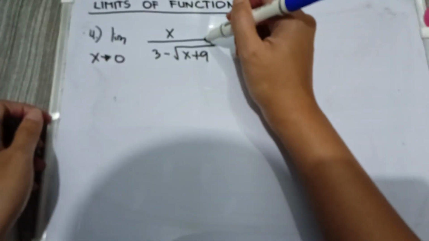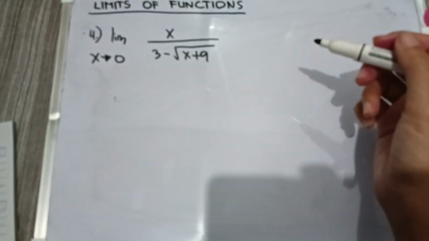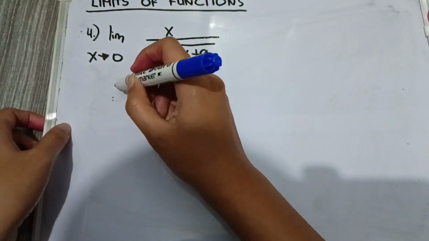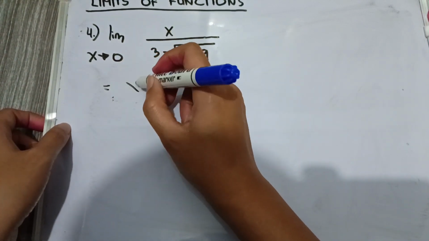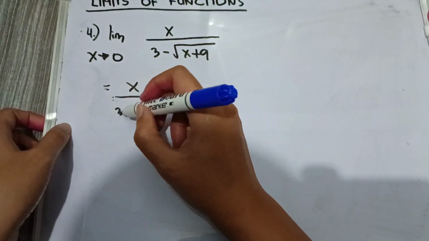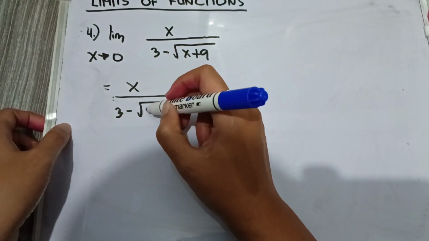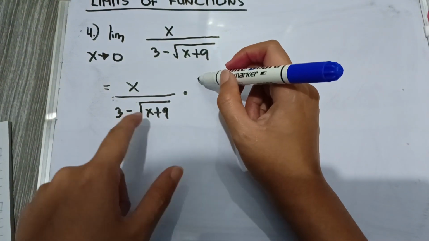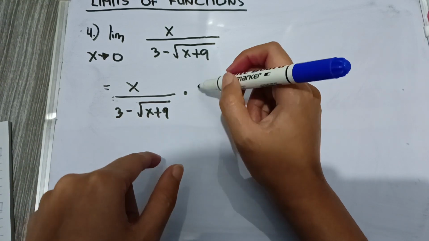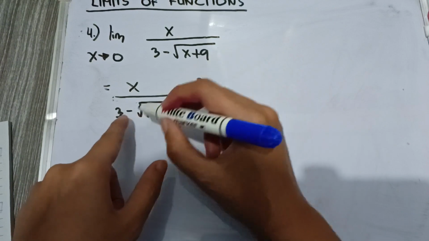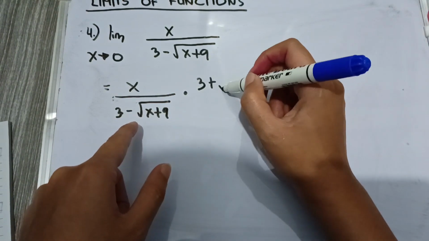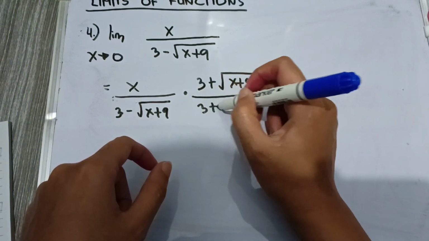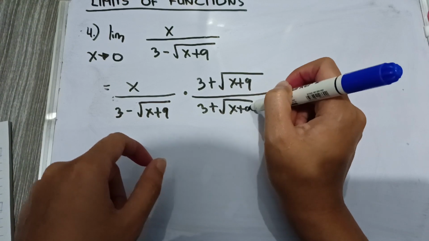In this kind of example, we're still going to get the conjugate of this radical. So that is x all over 3 minus square root of x plus 9, times 3... We're going to eliminate the radical. The radical is in the denominator. So we're going to use 3. Then the opposite sign is positive: square root of x plus 9 all over 3 plus square root of x plus 9.